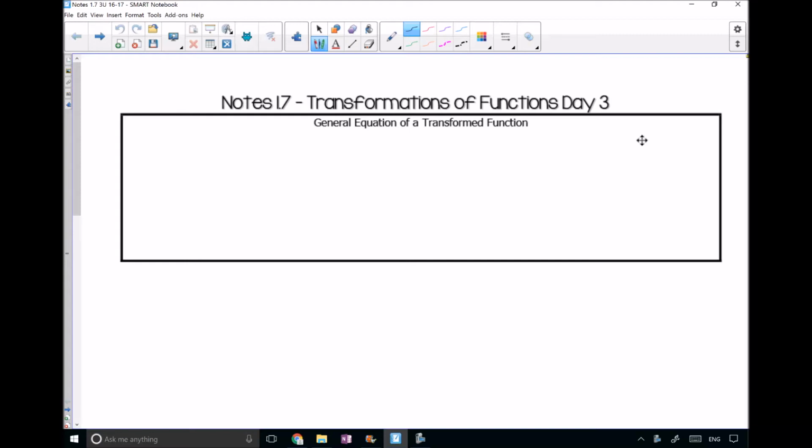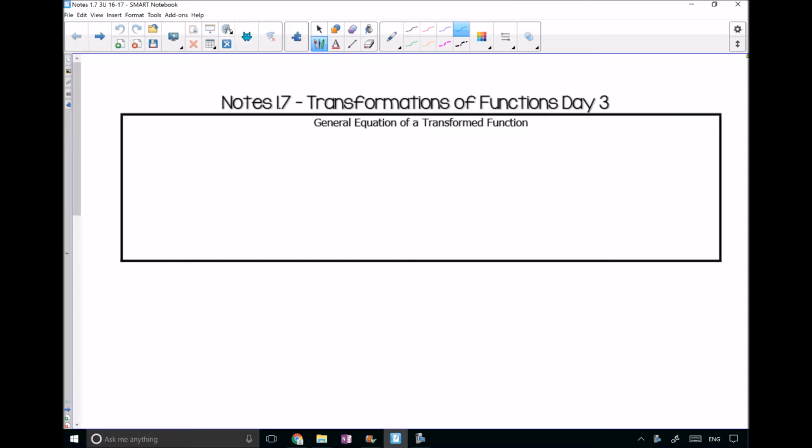Hi, ladies and gentlemen. Notes 1.7 are the last set of notes for Unit 1, but it's probably the most important set of notes, so please make sure you're paying really close attention. The first thing we want to do is consolidate all the information we've put together based on what we discussed in class, the graphing calculator activity, and all that kind of stuff.